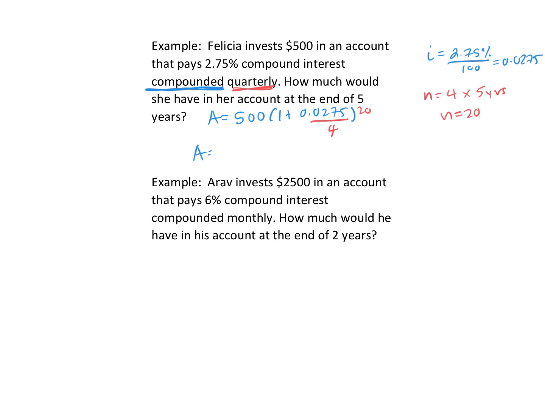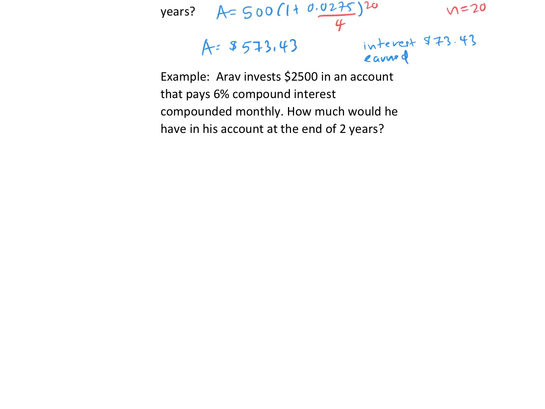So let's see how much that works out to be. 0.0275, we're going to divide that by 4. We're going to add the 1, and then we're going to do that to the power 20, and then multiply by the initial amount of 500. And she would have $573.43 at the end, keeping in mind that the interest earned is $73.43 because she started with 500. So if they ask you for interest earned, you just subtract the original amount from the final amount.